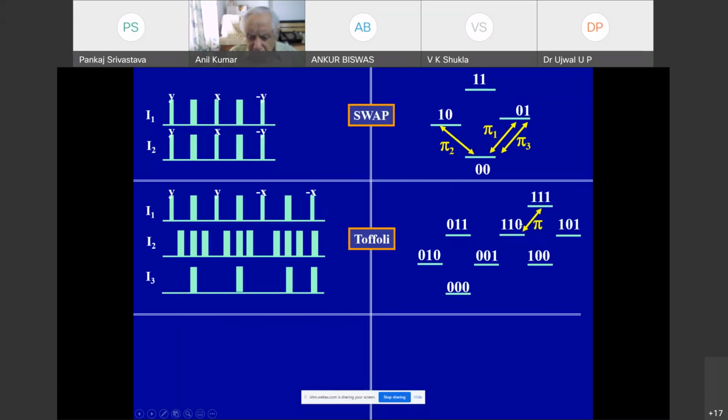A Toffoli gate is a control control NOT gate. You require a lot of pulses, qubit selective pulses, to do a Toffoli gate. But with a transition selective pulse, you need a single transition selective pulse to change the target with control on two spins. So out of the whole mess, only this has to be inverted, and that gives you a control control NOT gate.